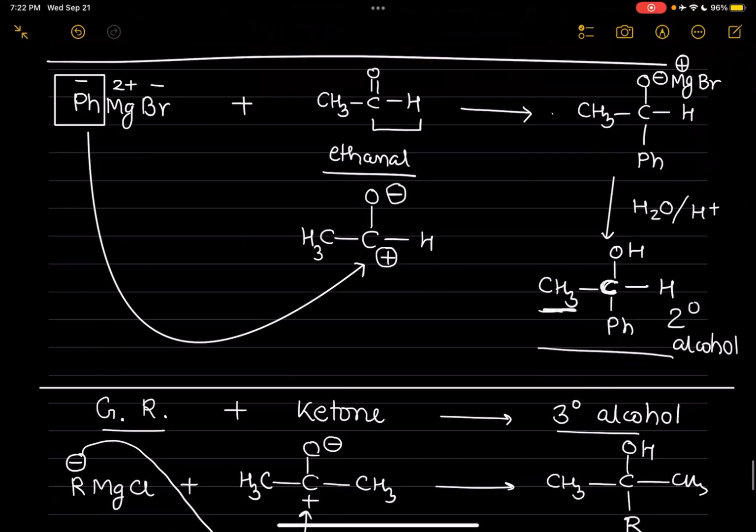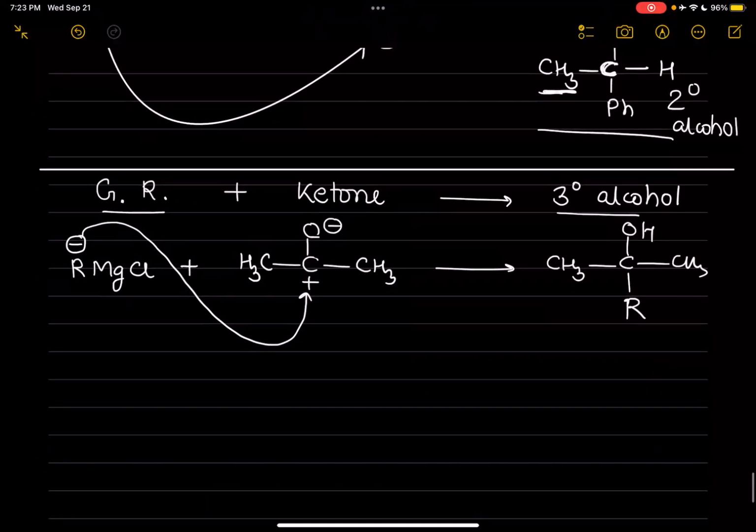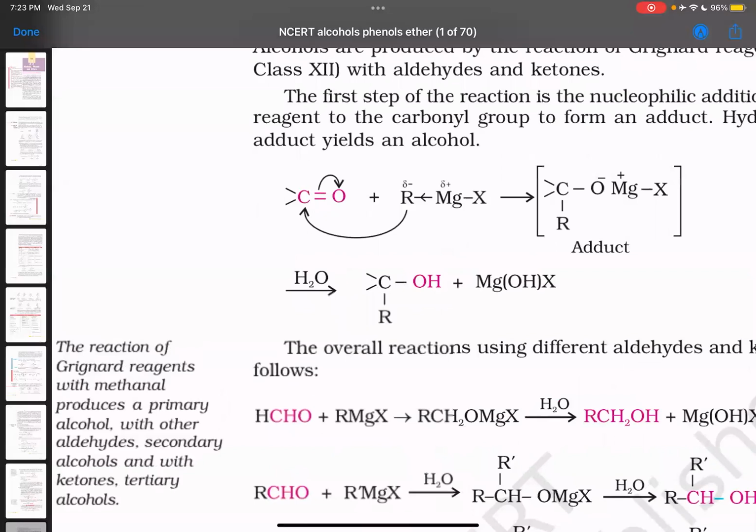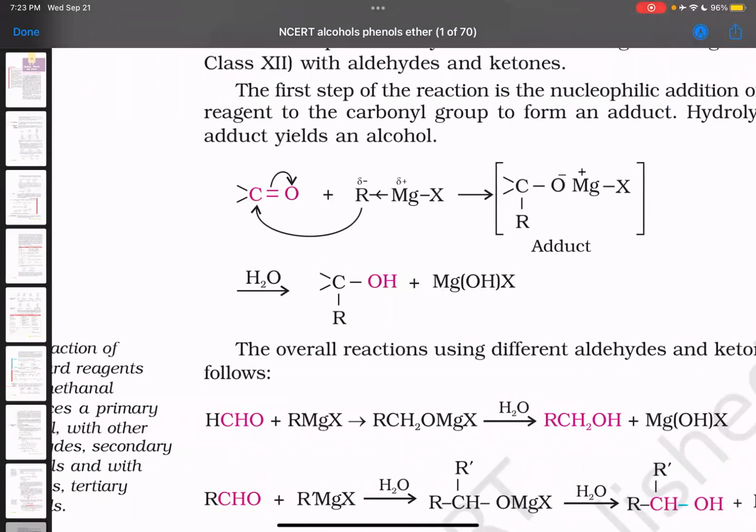Yes, sir. But is it compulsory to react with H2O, or can we write it with the carbon itself? Sometimes it is better to write the H2O. Look at what they have written. First they have added Grignard, R minus, Mg plus 2, X minus. This carbon is plus and this is minus. So this R minus is going to come and join on the carbon.